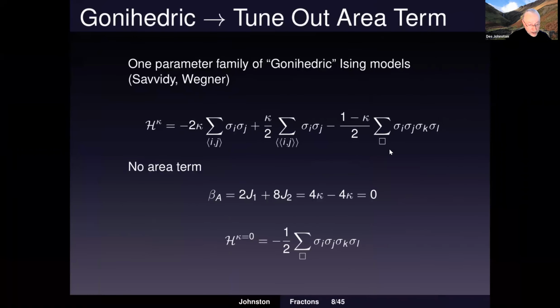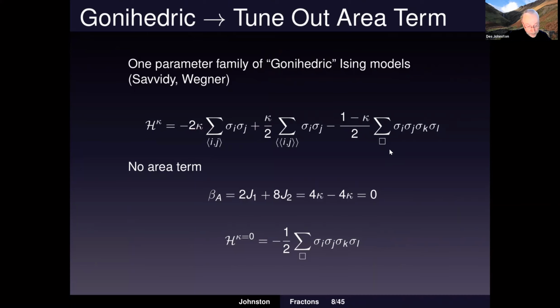And this one parameter family of Ising models was called, for obscure reasons, gonihedric Ising models by Savvidy and Wegner whenever they first wrote them down. And they're interesting to investigate because you've got rid of the Ising term by this particular choice. You've got rid of the usual area weight for spin cluster boundaries in the standard Ising model by this choice of coefficients. And that means you might see different phase behavior from the 3D Ising model. So you've tuned away the usual Ising critical behavior. What do you see in its place?